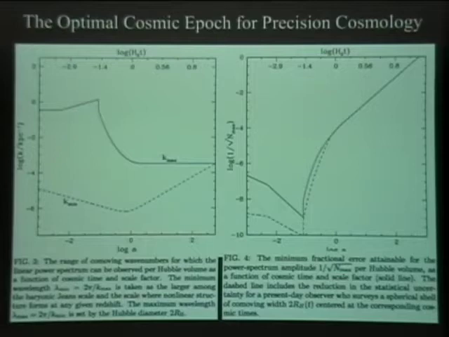And the largest scale that you can probe is, of course, the horizon itself. And so there is this range of wave number that you can probe. And in fact, the two wave numbers cross. So there will be a time in the future when you will not be able to probe any wavelength, because the minimum wavelength would be the same as the maximum wavelength.